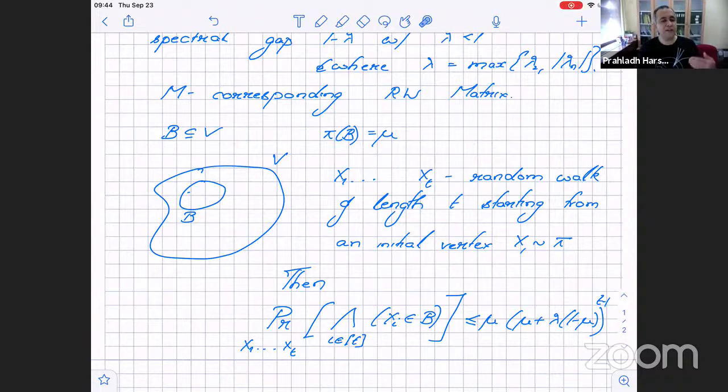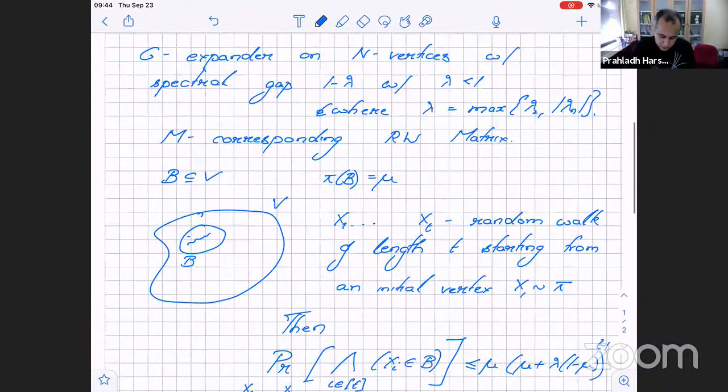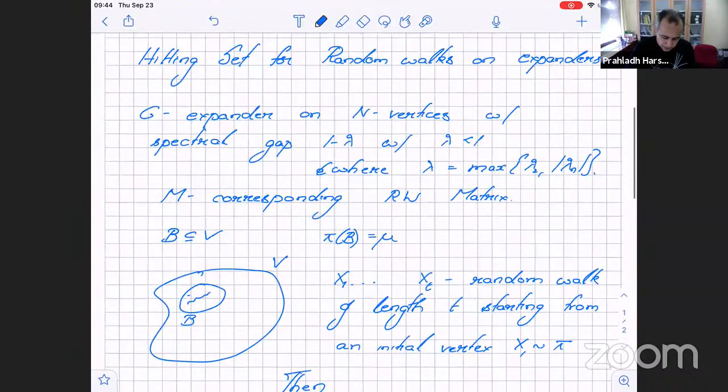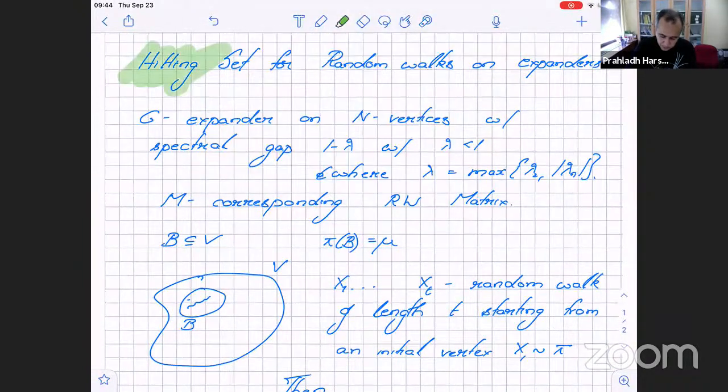So it behaves more or less like a random walk on the complete graph where t steps are picked independently. Here t steps are picked in a very correlated fashion, yet the probability that the walk remains fully in set B is very, very small. It behaves more or less like the complete graph. So let's chew on this statement a little more. This will be the large part of today's lecture. We'll be trying to understand the statement and proving the statement.